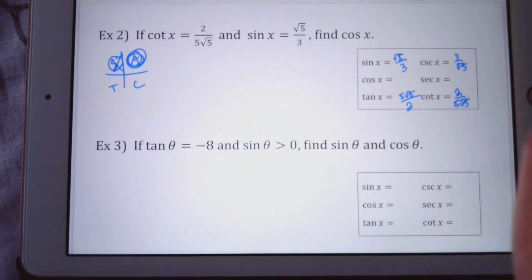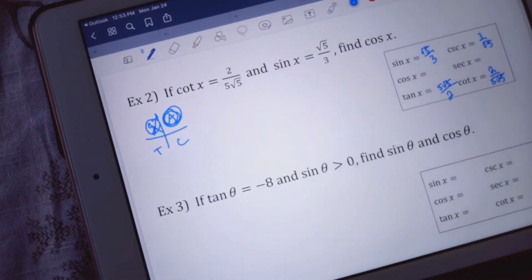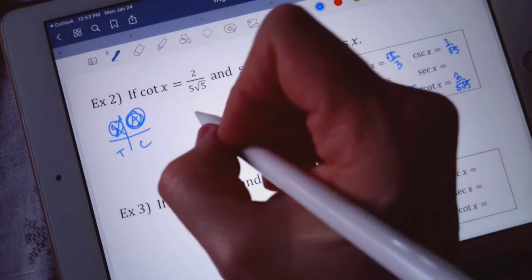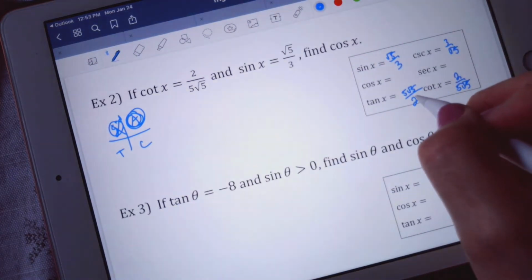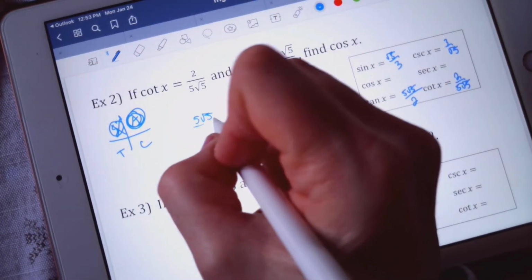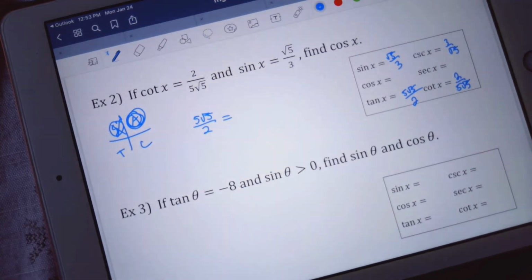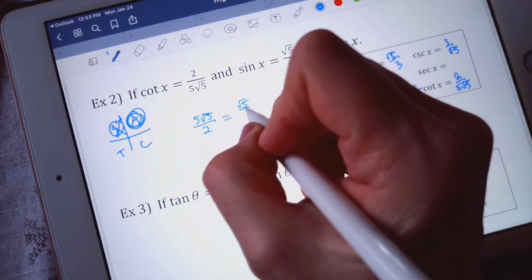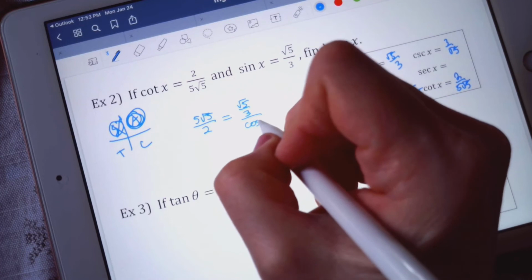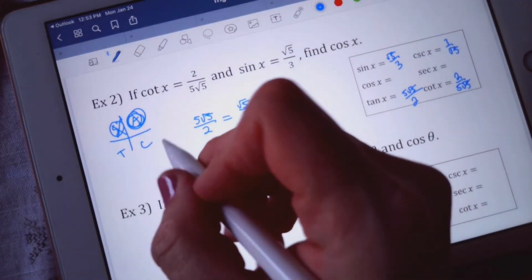All right, so all I really have to do is this. The tangent, radical 5/2, is equal to the sine over the cosine. So radical 5/3 over the cosine. So let me multiply that cosine over here.